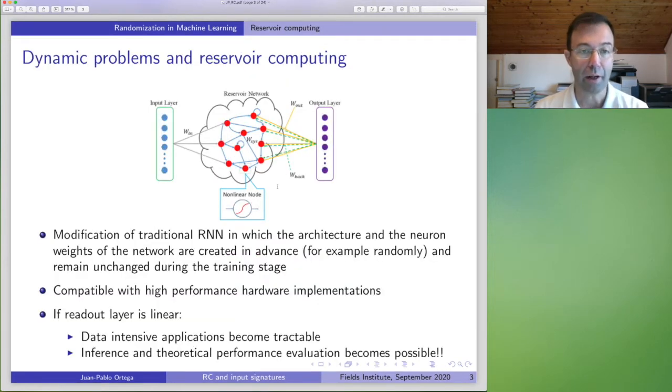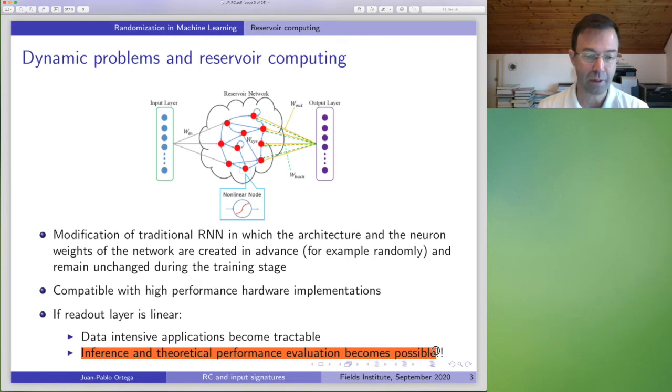So as you well know, we just have an input-output system that can be realized in the form of a state space system where the state equation is being randomly generated. And then the other constraint that we impose is that the readout is linear, so that, as I write in here, data-intensive applications become tractable.